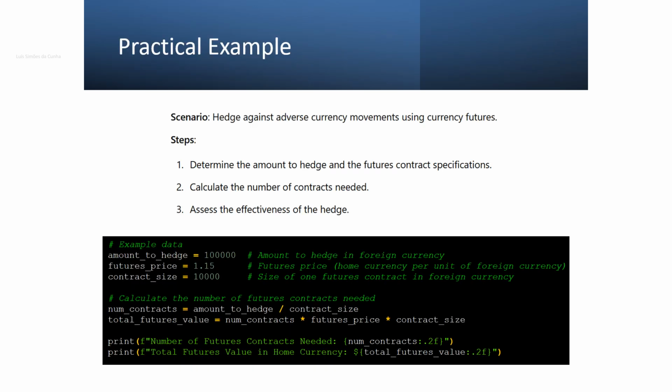To hedge against adverse currency movements using currency futures, determine the amount to hedge and the futures contract specifications. Calculate the number of contracts needed and assess the effectiveness of the hedge. This example demonstrates how to use currency futures for hedging.